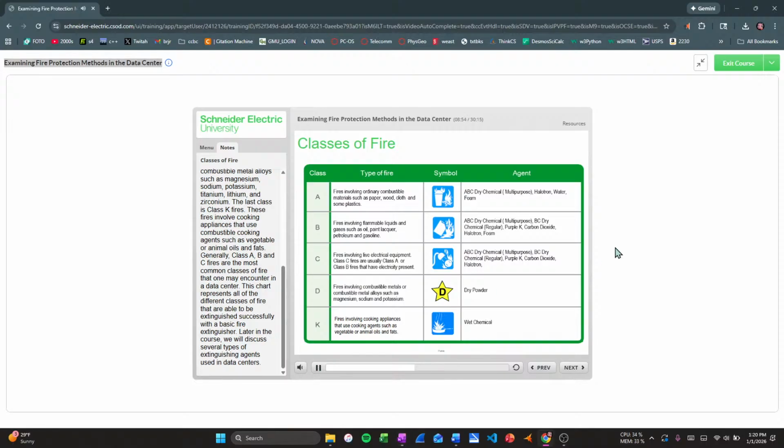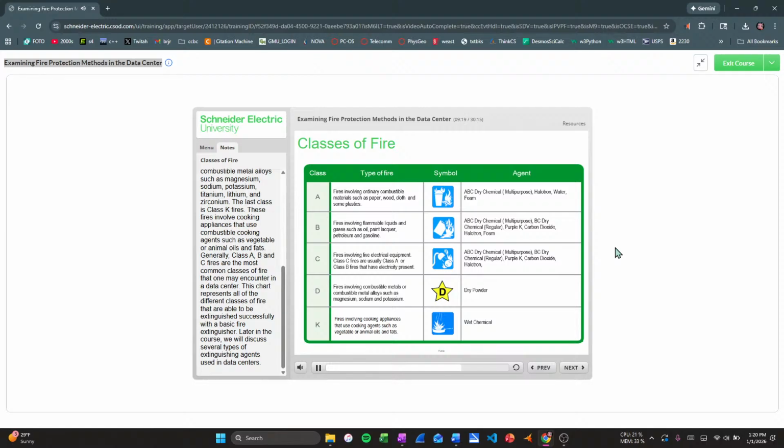Class D fires involve combustible metals or combustible metal alloys such as magnesium, sodium, potassium, titanium, lithium, or zirconium. The last class is Class K fires. These fires involve cooking appliances that use combustible cooking agents such as vegetable or animal oils and fats.